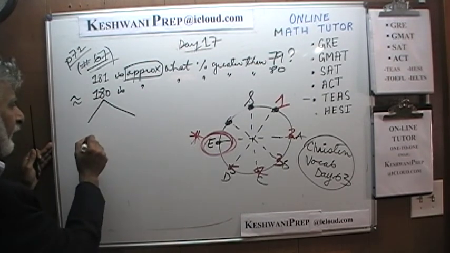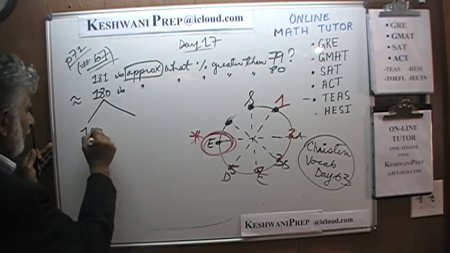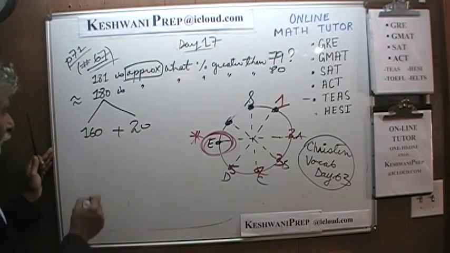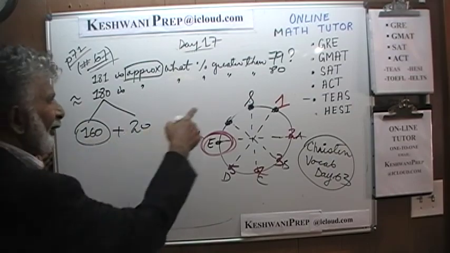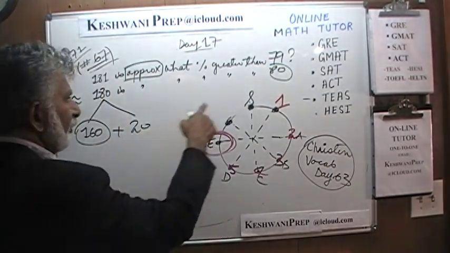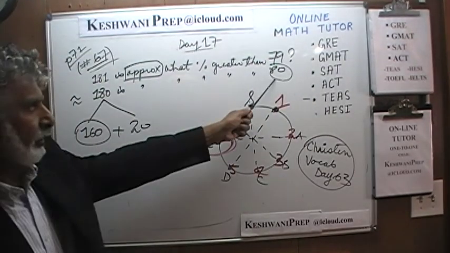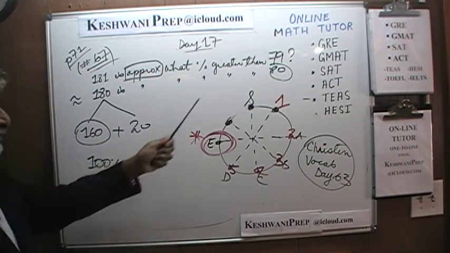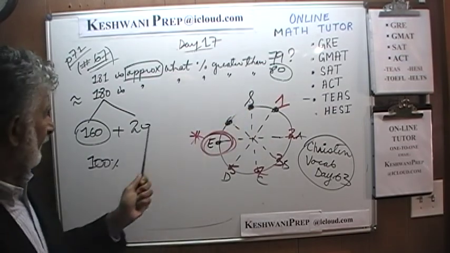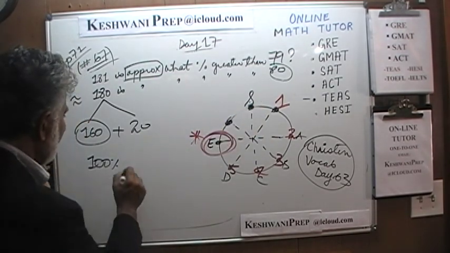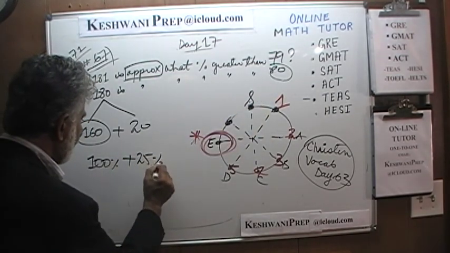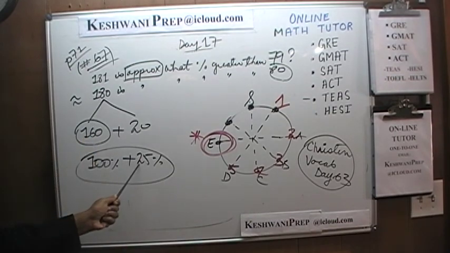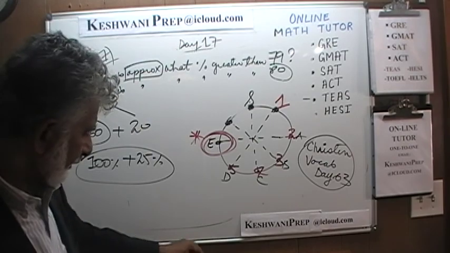180, I hope you will agree, is the same as 160 plus 20. Right? And 160, if you compare 160 to 80, that's double of that. 160 is exactly 100% greater than 80. And 20 is 1/4 of 80, so it is 25% more. In other words, 180 is 125% greater than 80.